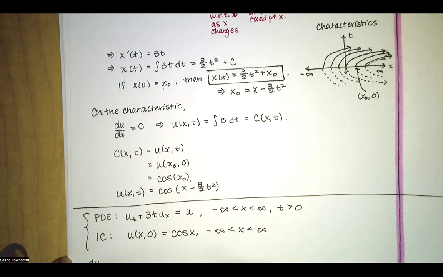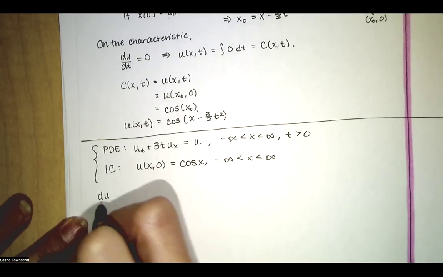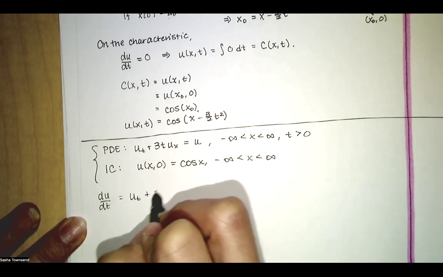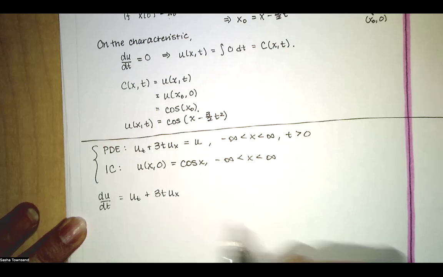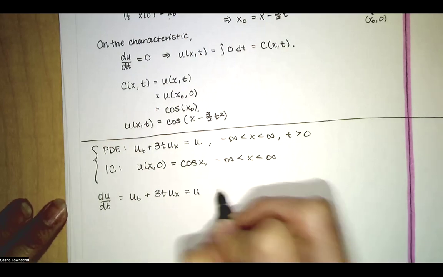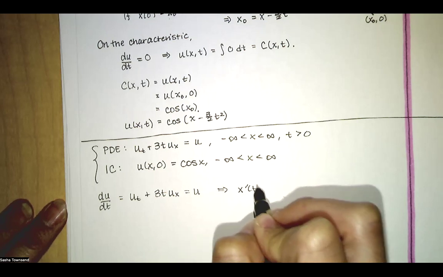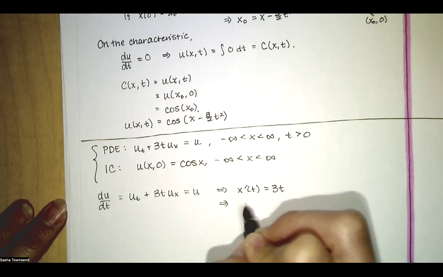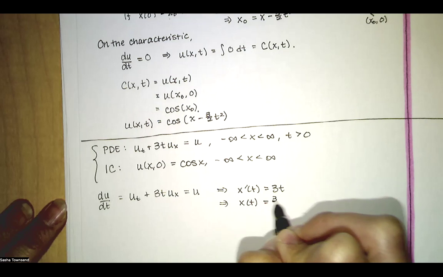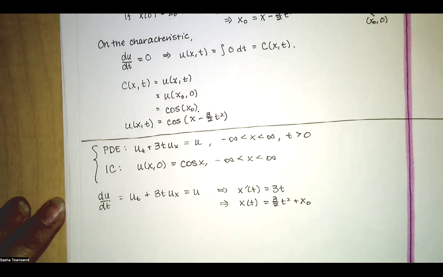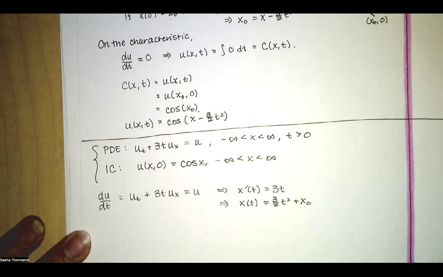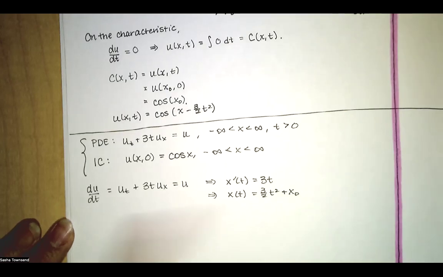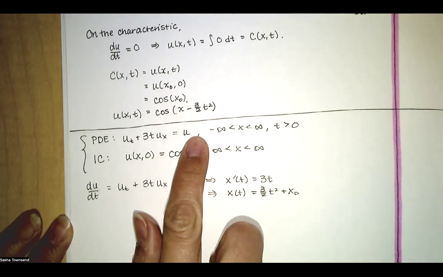And we know that du dt is equal to the partial derivative of u with respect to t plus 3t times the partial derivative of u with respect to x. And that's equal to u. So we had x prime of t equals the coefficient of the partial derivative of u with respect to x, which is 3t, which implied that x of t was equal to 3/2 t squared plus x naught. And those are the equations of the characteristics. So we're still on these parabolas here. But now, instead of having du dt equals 0, our right-hand side is u.